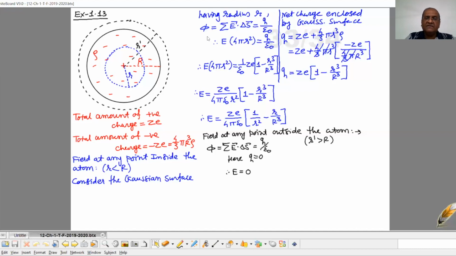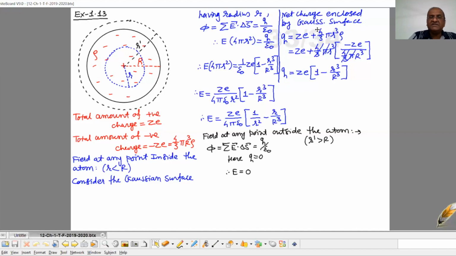Now the flux passing through that particular spherical Gaussian surface, that is sigma E dot delta S, equals Q upon epsilon 0. Now the electric field E will be the same at each and every point on the Gaussian surface as per spherical symmetry. So E into sigma delta S, that is 4 pi r square, equals Q upon epsilon 0. But Q, that is the charge enclosed by this Gaussian surface, how much is it? That we have to calculate first separately.